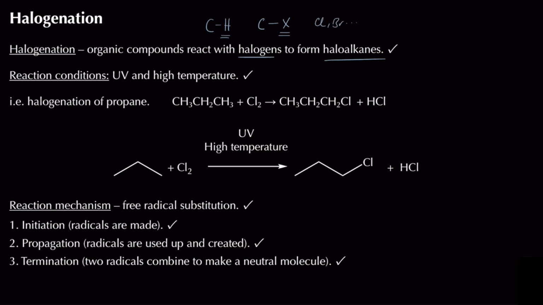Now, if you were to look at the conditions of this reaction when dealing with alkanes, we need UV and high temperature. The reason that we need these conditions is because we want to generate something called radicals from our halogens, because alkanes generally are going to be quite unreactive to a broad range of chemicals. That's why we tend to just use them as fuels.